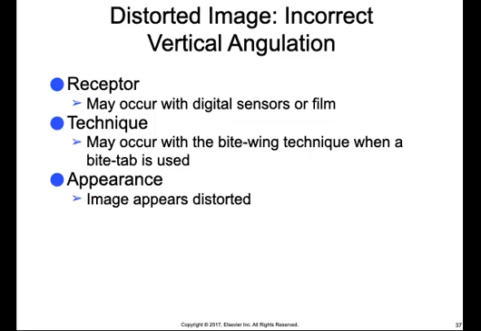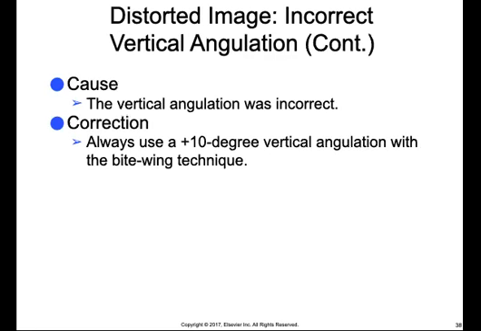If you have a distorted image, that means you had the incorrect vertical angulation. This can happen with digital sensors or film, and it can occur when using the bite wing technique when a bite tab is used. This will give you an appearance where the image appears distorted, and the cause is that the vertical angulation was incorrect.